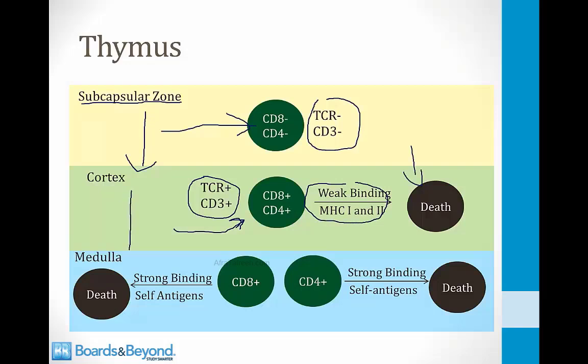Next, the T cells migrate to the medulla. In the medulla, they differentiate to be either CD8 T cells or CD4 T cells, and they're tested for binding to MHC and self-antigens. If they bind very strongly, they will die, and this is the process of negative selection.